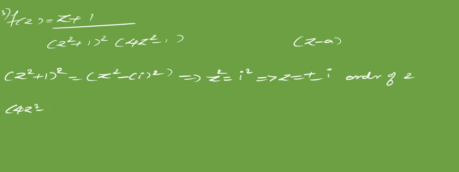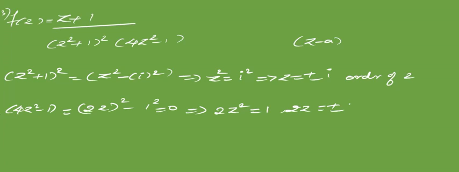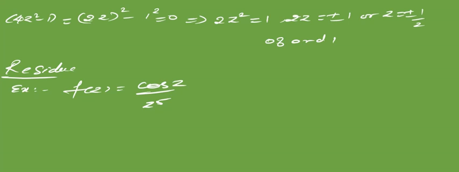Similarly, 4z square minus 1 can also be written as 2z the whole square minus 1 square, equated to 0. You'll be able to identify which z value makes the term 0. So 2z square is equal to 1, so you can express this as 2z is equal to plus or minus 1, or z is equal to plus or minus 1 by 2. So when you put plus 1 by 2 or minus 1 by 2, the term 4z square minus 1 will tend to 0. So what is the pole? It's a pole of order 1. Here the power was 2, so it was a pole of order 2, and here the power is 1, so a pole of order 1.